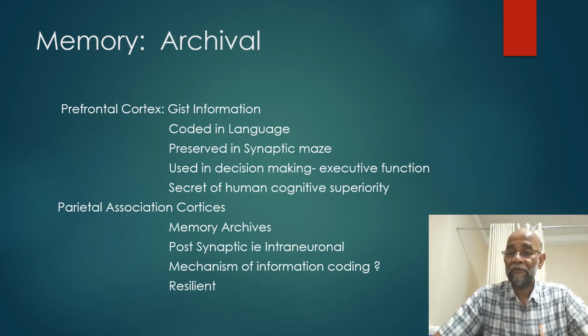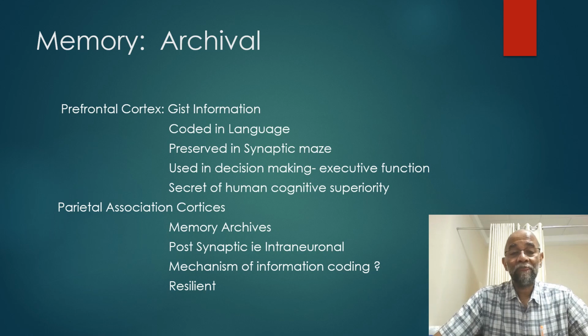So as we have said, the information passes on to the neocortex for archival. The prefrontal cortex receives gist information, which is coded in language form. Here it is preserved in the synaptic maze. This information is useful for decision making and for executive function. It is a secret of human cognitive superiority.